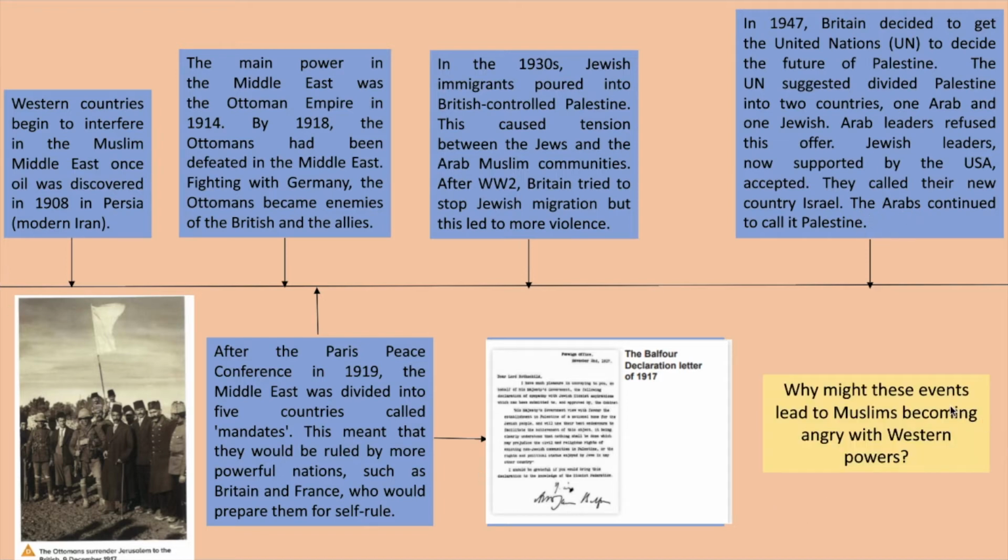Why might these events lead to Muslims becoming angry with Western powers? So there are lots of different complex events, but ultimately it's interference and control which causes this anti-Western feeling.